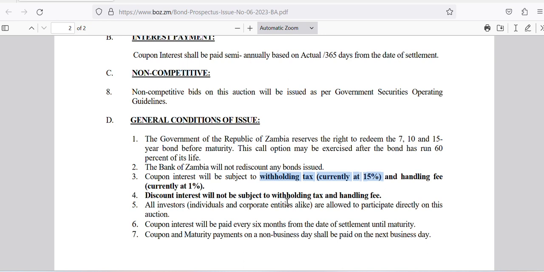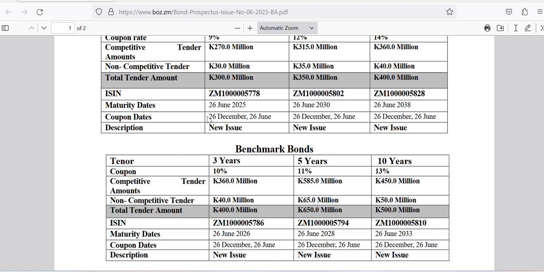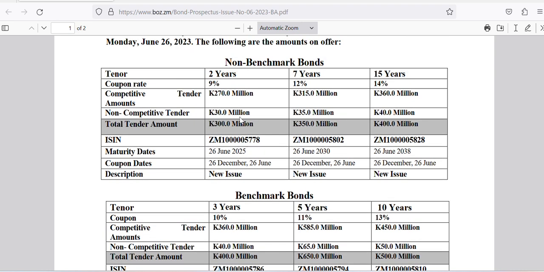The discount interest is not subject to withholding and handling. I'll explain what those are. But basically what they are saying here is that the coupons that you get, which you get twice every year for the length of that bond, are subject to withholding tax and handling fee. But the amount that you get at the end of the bond is not subject to handling fee. So again, we have looked at the tenor, the coupon rate, the maturity date, and the coupon date. That's what I want you to see here.